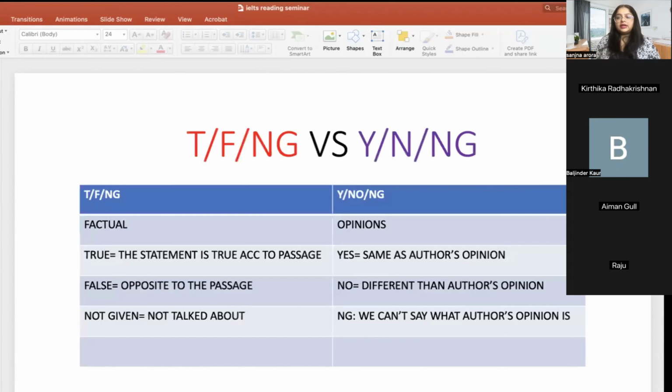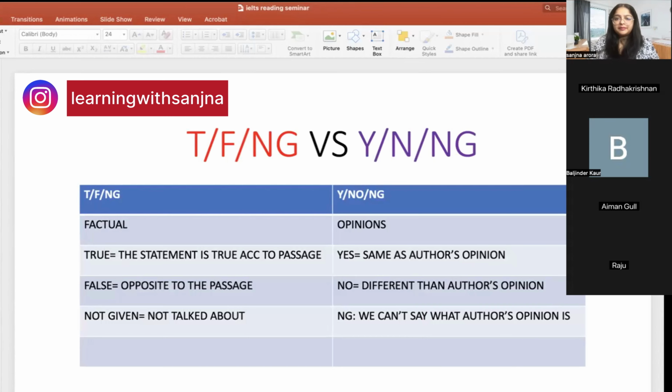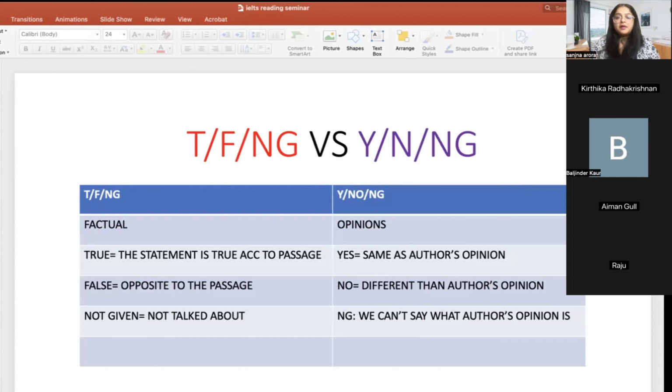So, first of all, let us understand the difference between the two categories: true, false, not given, and yes, no, not given. Now, when we are attempting the answers, psychologically, it should mean the same, whether something is true or it is not. But if we talk about the technicality, then whenever you are getting the true, false, not given questions, that means we are relying more on the facts. That means whatever the passage is presenting to us is actually the fact.